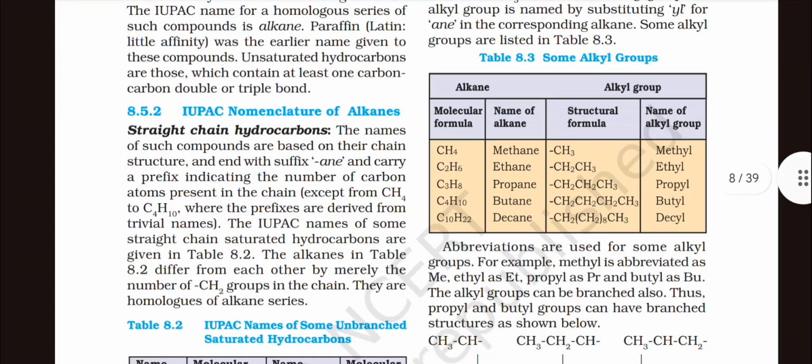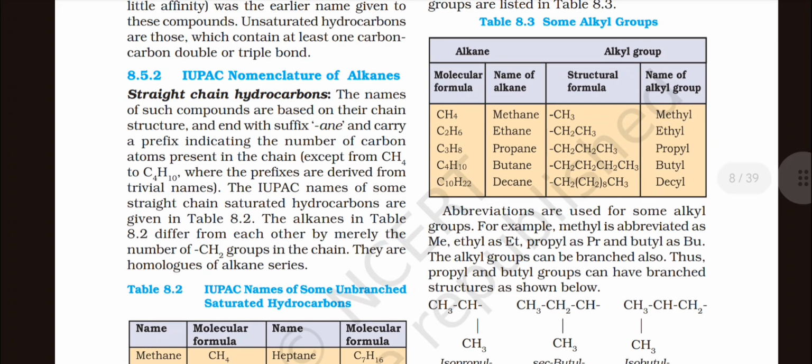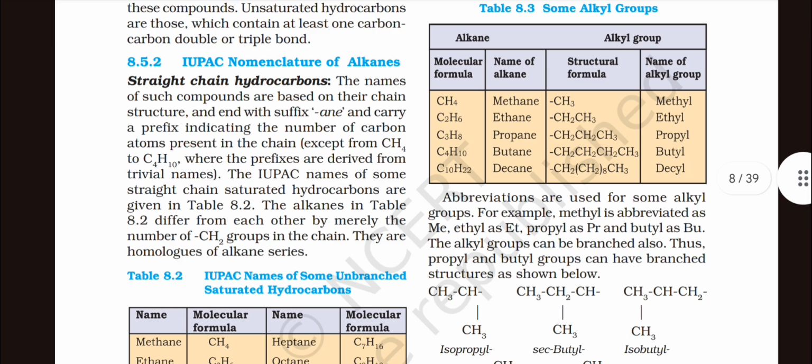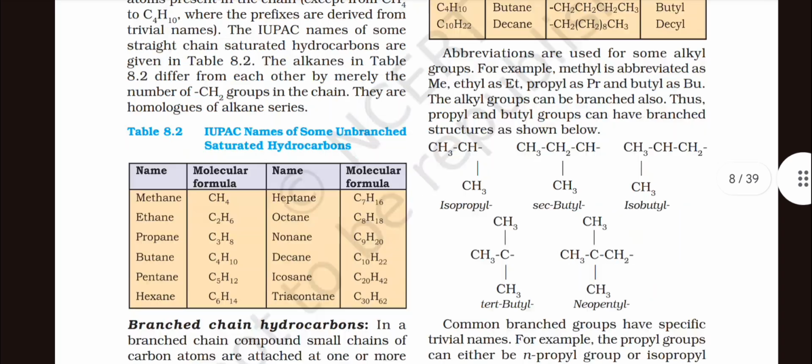The IUPAC system for straight chain alkanes. The names of such compounds are based on their chain structure, end with the suffix -ane, and carry a prefix indicating the number of carbon atoms present in the chain, except from CH4 to C4H10, where the prefixes are derived from trivial names. The IUPAC names of some straight chain saturated hydrocarbons are given in Table 8.2. The alkanes in Table 8.2 differ from each other by merely the number of CH2 units in the chain. They are homologues of the alkane series.